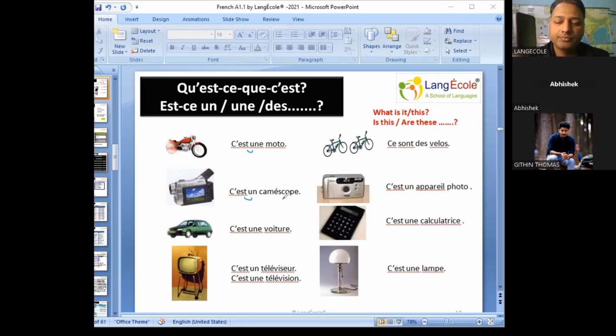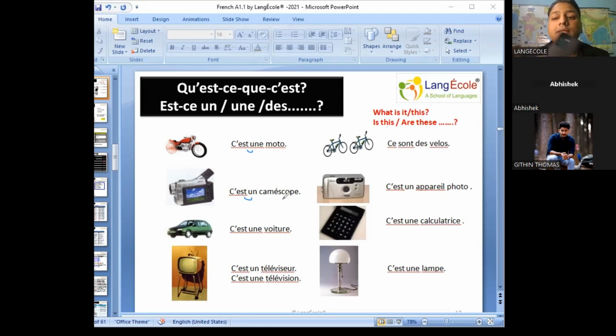Qu'est-ce que c'est? C'est une portable. C'est une portable. Portable is mobile. Okay?